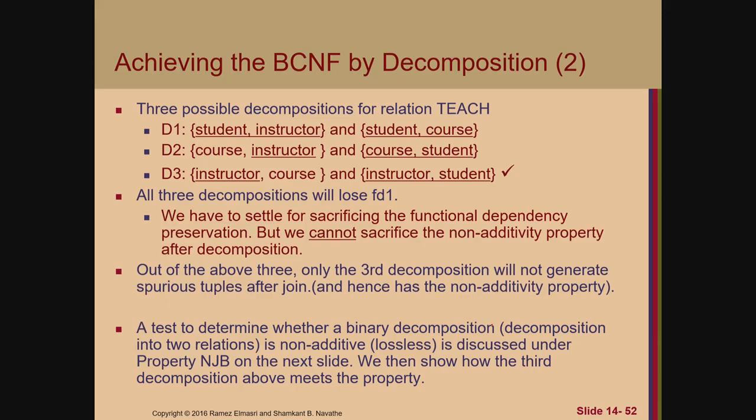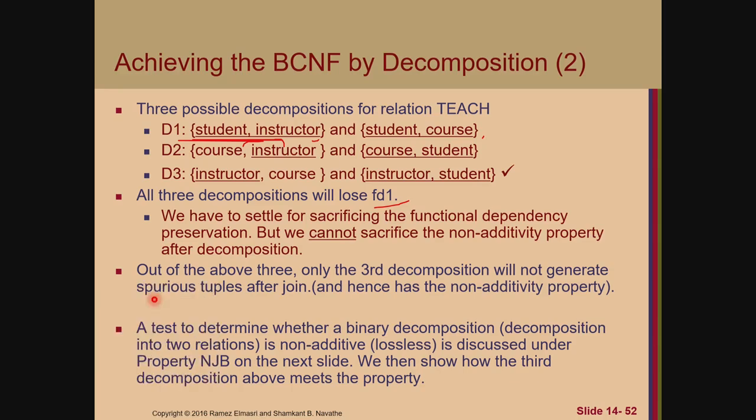So we can decompose it like student, instructor and student, course determine instructor, instructor determine course, and course, student, here both of them as the primary key, and instructor determine course, and instructor and student together. So we can separate several ways. All three decompositions will lose functional dependency number one.